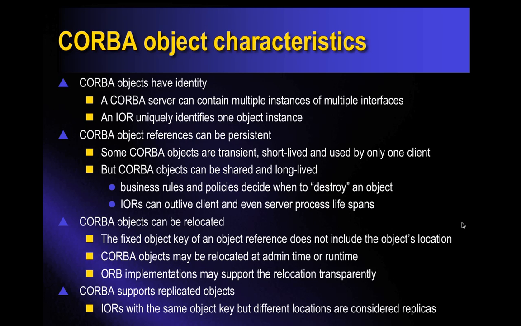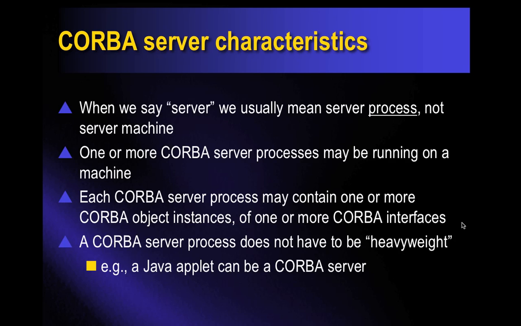Now it simplified it. There's a lot more to the technology, but it's in essence an upgraded version of the common object request broker concept. In terms of server characteristics, when we say a server, we usually mean a server process, not a server machine. One or more CORBA server processes might also be running on one particular machine. So you might have multiple.